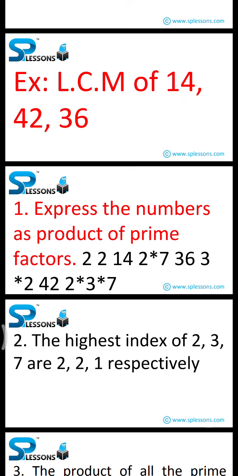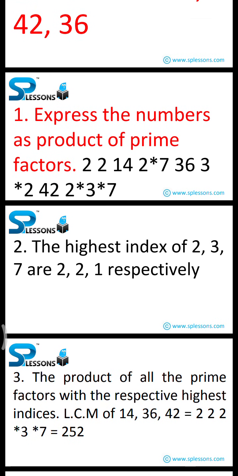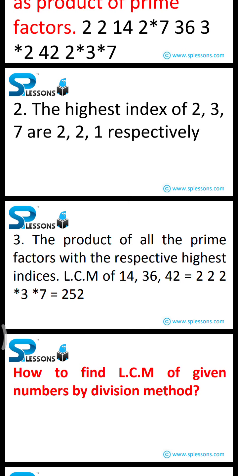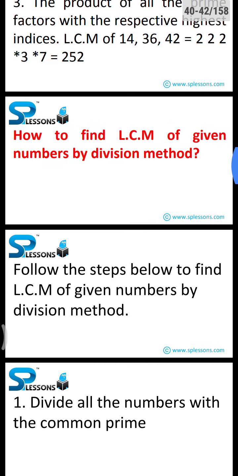Those are 2 × 2 = 14, 2 × 7 = 36, 3 × 2 = 42, 2 × 3 × 7. The highest indices of 2, 3, 7 are 2, 2, 1 respectively. The LCM is the product of all the prime factors with the respective highest indices. LCM of 14, 36, 42 equals 2 × 2 × 2 × 3 × 7. It will give 252. How to find LCM of given numbers by division method?